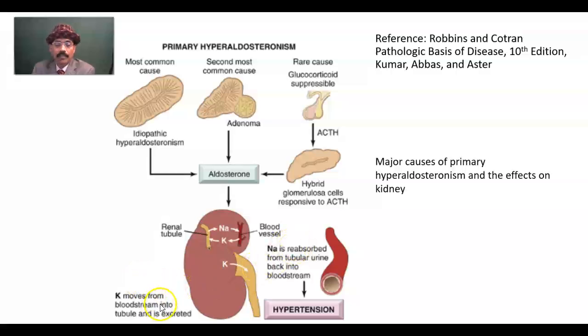Potassium moves from the bloodstream into the tubule and is excreted, so the patient will suffer from hypokalemia. Also they will lose hydrogen in the urine, so there will be addition of bicarbonate to the bloodstream, which may lead to metabolic alkalosis. Sodium is reabsorbed from the tubular urine back to the bloodstream. These are the major causes of primary hyperaldosteronism and the effects on the kidney.